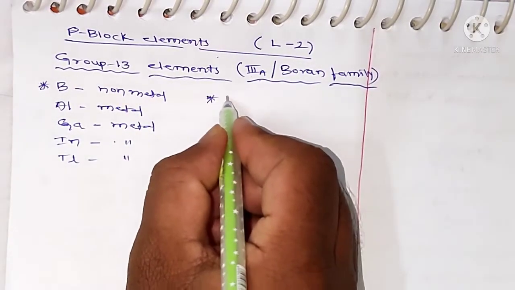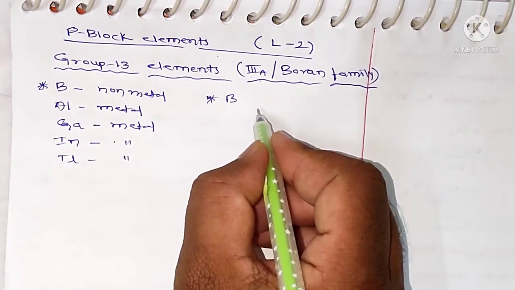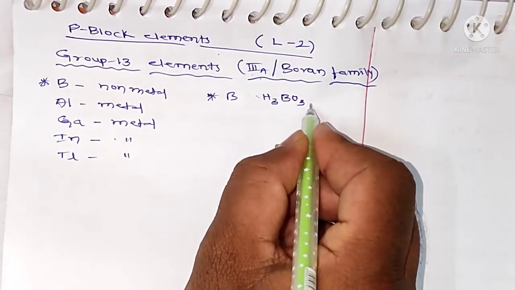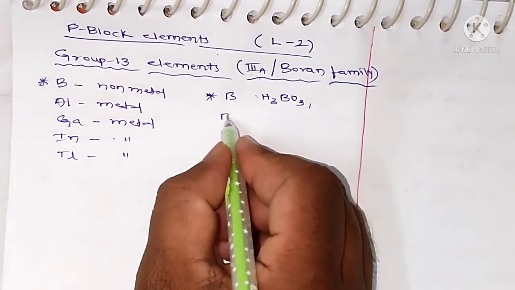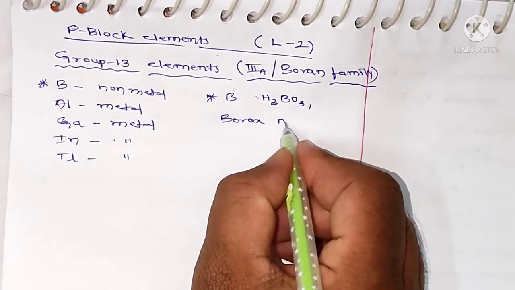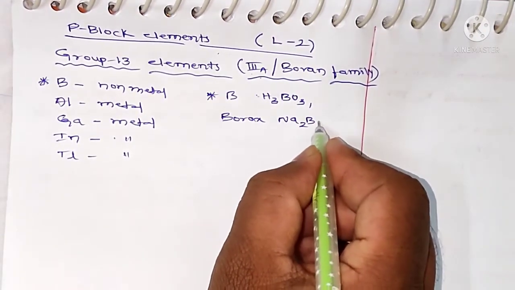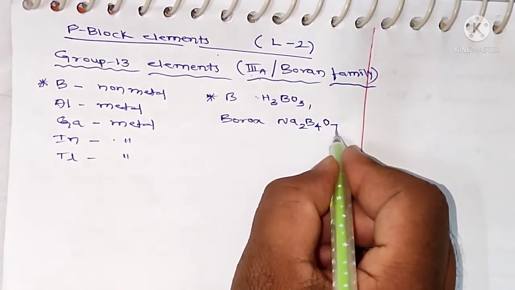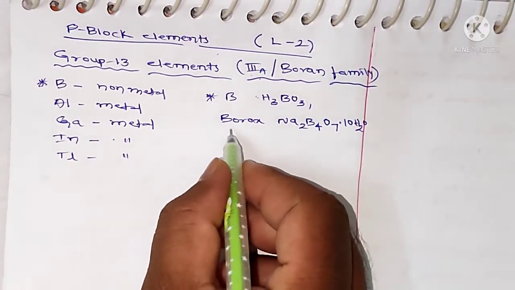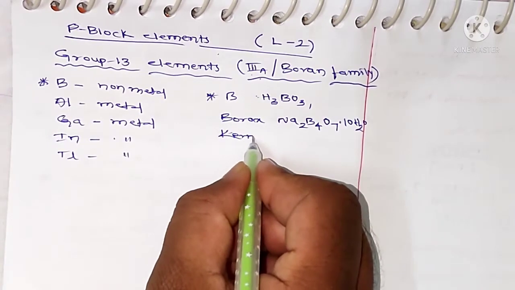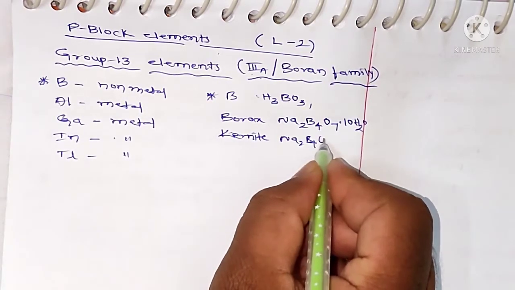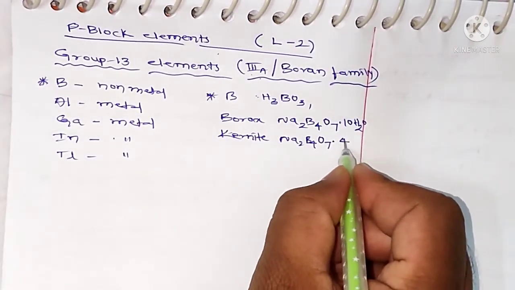Boron occurs as orthoboric acid, H3BO3, and borax, in the form of sodium, the formula Na2B4O7·10H2O. And kernite, its formula Na2B4O7·4H2O.